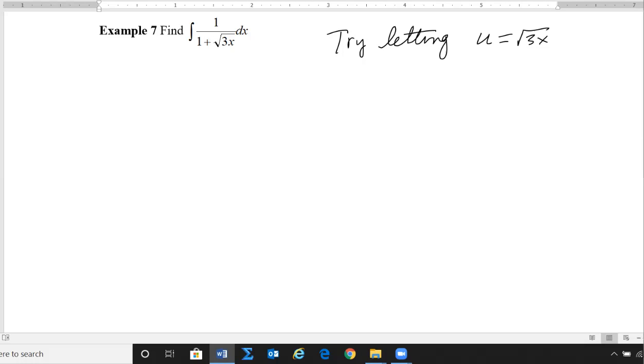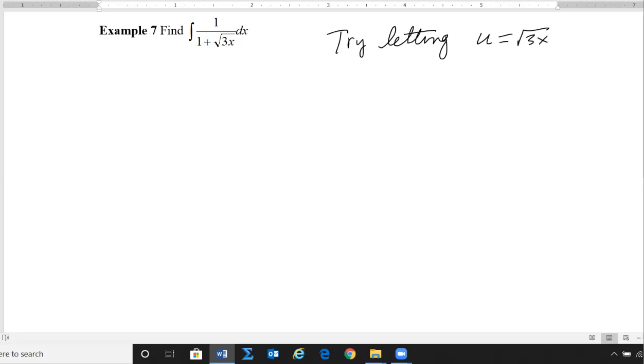All right, now we definitely don't have the form here, u prime over u. So let's try changing variable here. Let's do a change of variable and try it, see what this gives us.